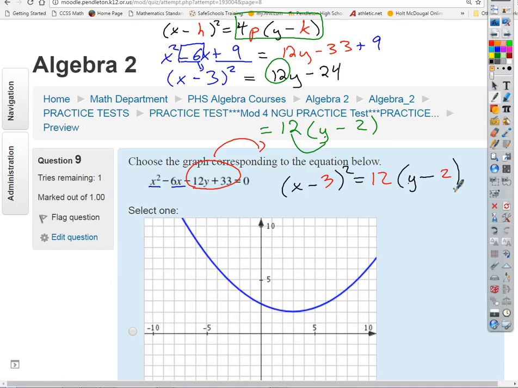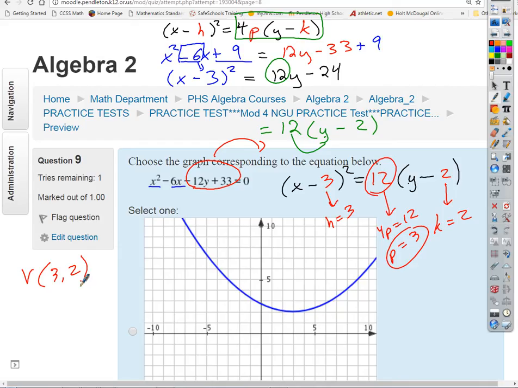So what's that tell us h is? What's h? 3. Yeah, this is telling us h is 3. What's that telling us? 2. What's 2? K. K is 2. And then what's that telling us? 4p is 12. So if I divide that number by 4, p equals 3, right? So let's summarize that. The vertex is going to be at h, k, so that's going to be at 3, 2. And p is positive 3.